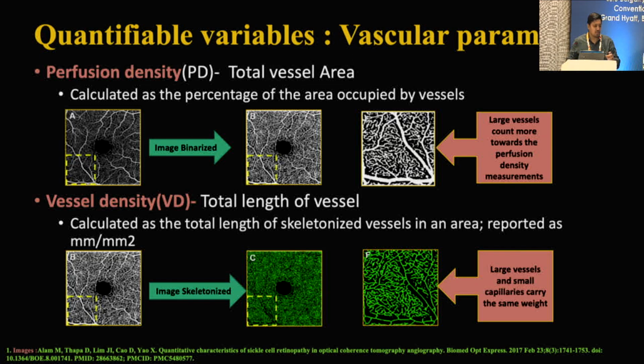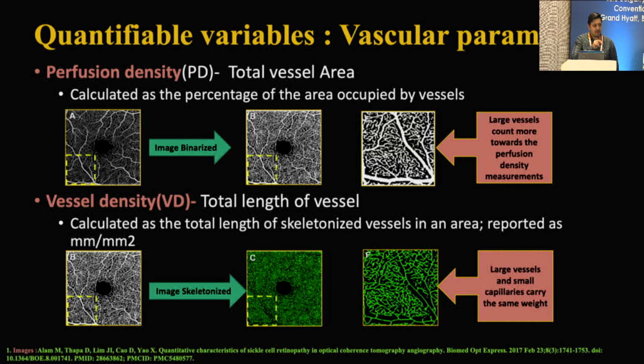So any image of OCT angio undergoes processing in the machine or can be processed in other softwares. The processing happens that these images are converted to binarized images. What does binarized mean? Binarized means black and white. So in the black and white images, the white represents the vessels, and the white pixels can be calculated from that area, and that represents the total vascular area.